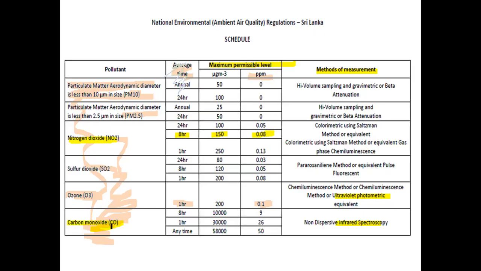When we talk about carbon monoxide, the level for 1 hour average time is 26. So in a room where some people are working in a factory, the carbon monoxide level should be below 26 ppm or 30,000 microgram per cubic meter for a 1 hour average period. But when we think about an 8-hour period, it should be below 9 ppm. When you look at this, you can easily understand it.